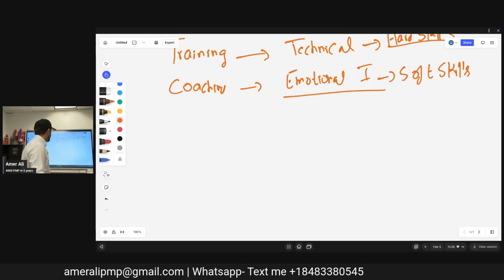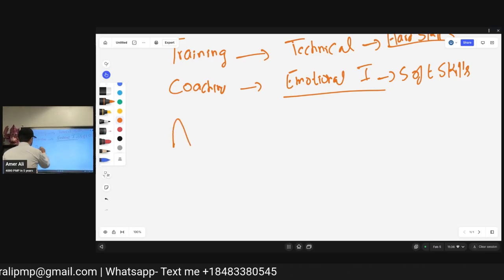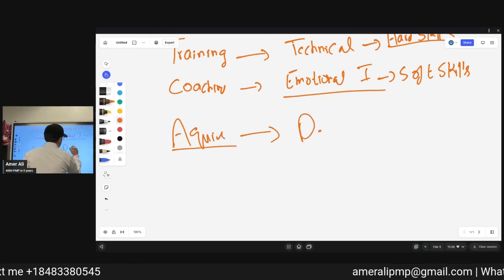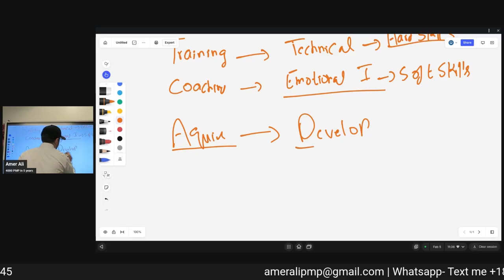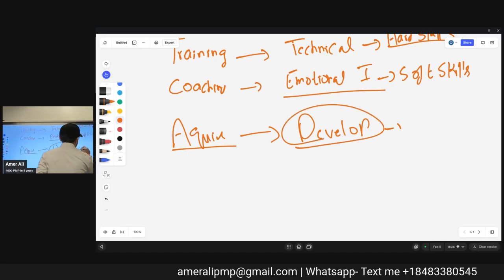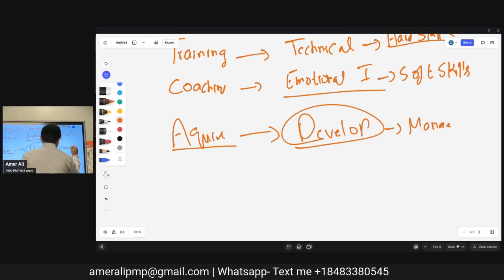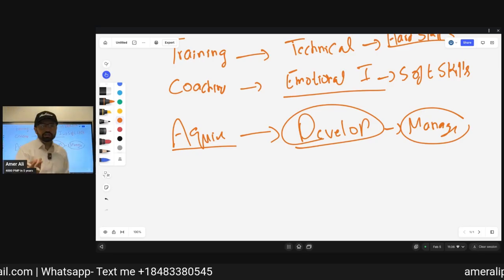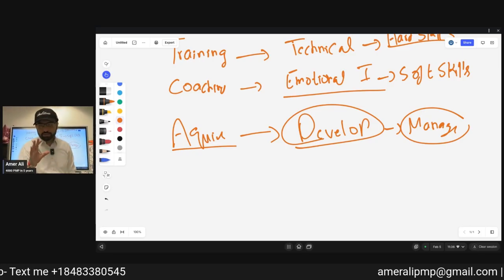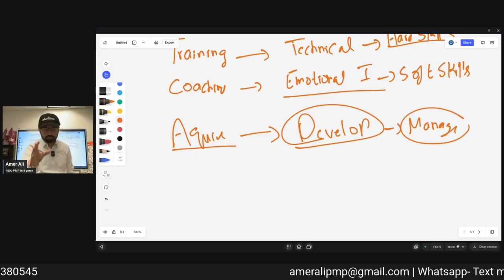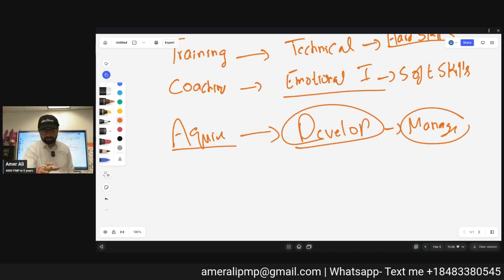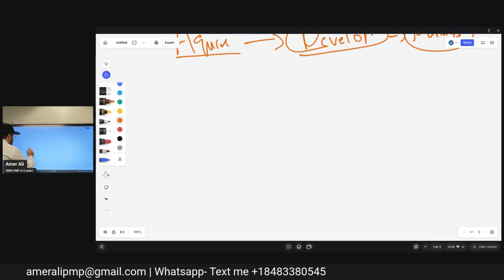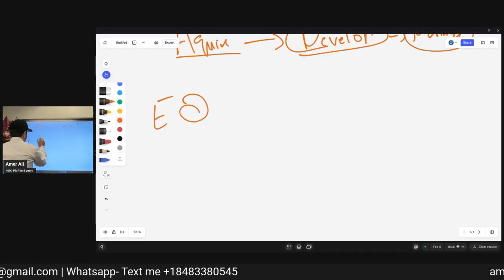The next is we acquire the resources, we got our resources, then I develop them. Developing the resources is throughout the project, and then manage them. Okay, so manage again consists of two things: managing conflict and managing emotions. Manage part mostly comes in the storming stage, but I'm going to explain it here. In order to manage them, I need to have emotional intelligence, EQ.